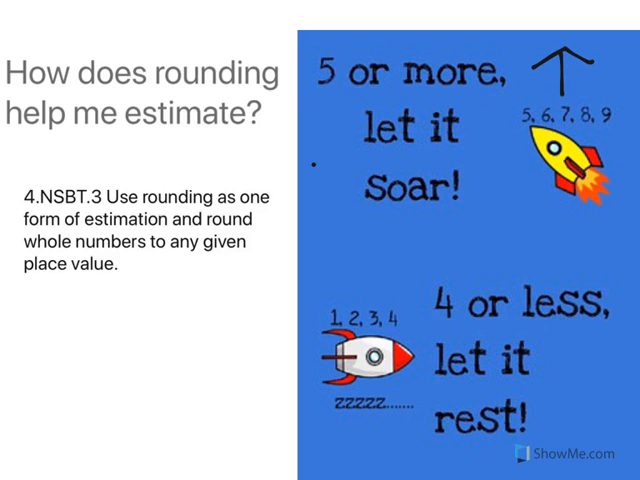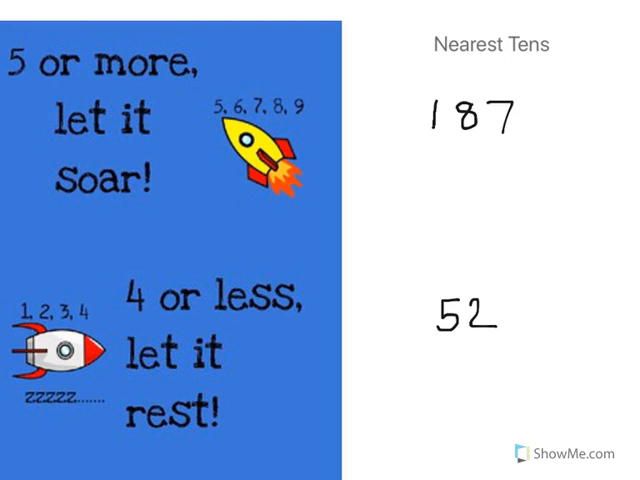If you have 4 or less, you let it rest. That means if you have 1, 2, 3, 4, the number should stay the same. So if we look at some examples here, we have 187. We are rounding to the nearest tens place, so I know that the 8 is in the tens place. The 7 is my boss, and the 7 tells the 8 to soar or to go up one more to a 9. Everything behind turns to a 0, and everything in front stays the same.